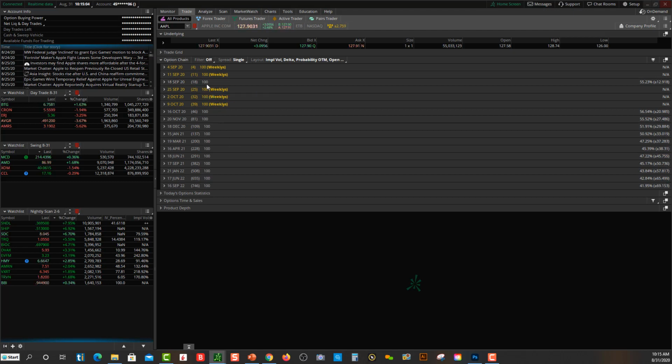The gray areas right here are monthly contracts. Monthly contracts are contracts that expire on the third Friday of each month. And then you also have weekly contracts over here, and these expire each week. Weekly contracts come out on Thursdays, and then they expire 8 days later on the following Friday.